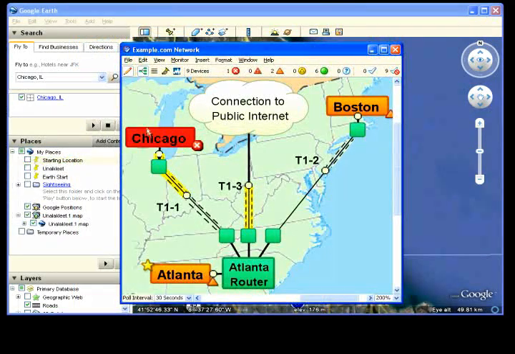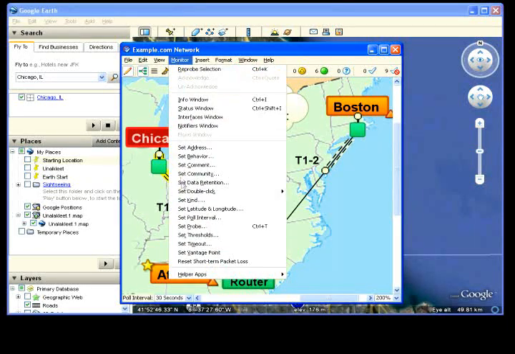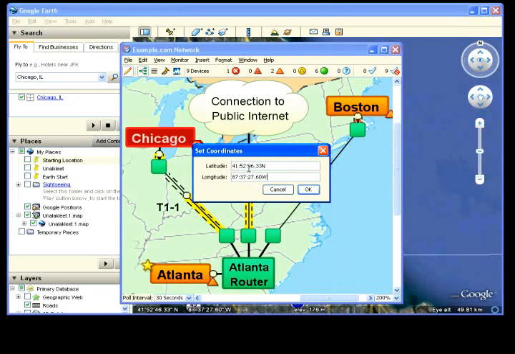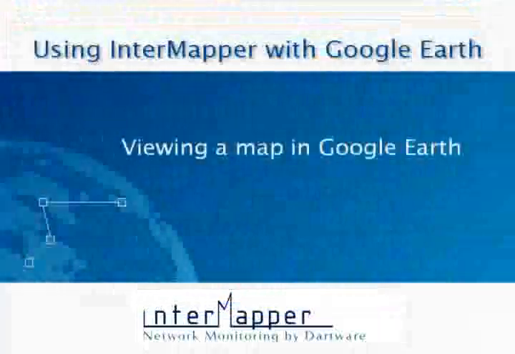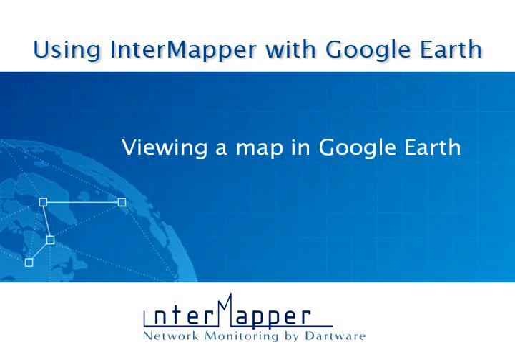Go back to InterMapper, and with the map editable, select a device and choose Set Latitude and Longitude from the Monitor menu. I've already set coordinates for Chicago, Boston, and Atlanta. Now let's view the map in Google Earth.